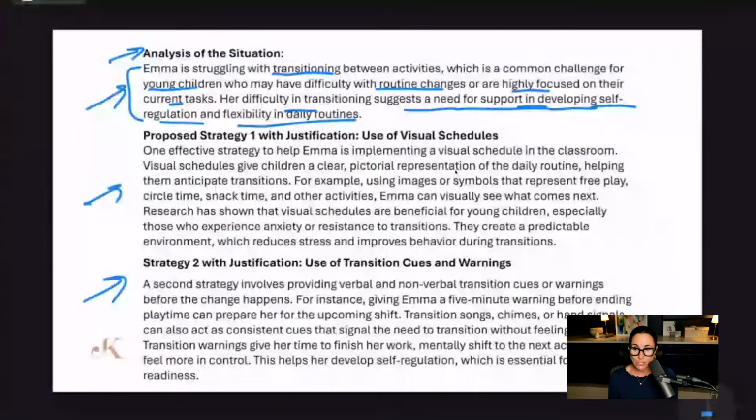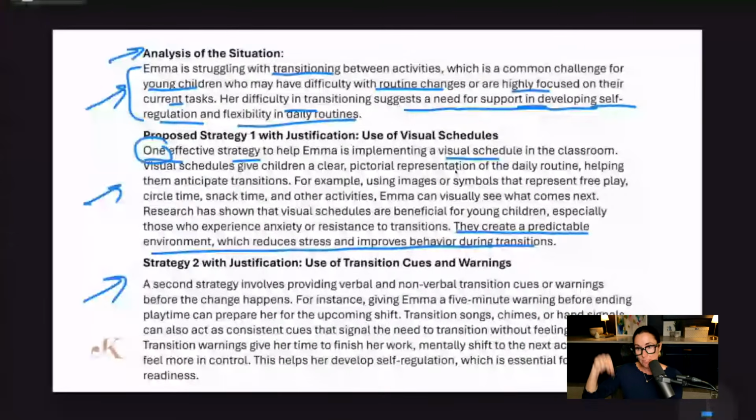I need my first strategy, and I like to put the rationale at the bottom to round out this paragraph. The rationale or the justification usually goes here. It's a nice way to end the paragraph. Let's go. One effective strategy to help Emma is implementing a visual schedule in the classroom. So notice I even say one effective strategy. I'm cueing the grader of my constructed response that I'm about to tell you the thing you're asking me to tell you. It's right here, big green light on it, okay? So I say implementing a visual schedule in the classroom.